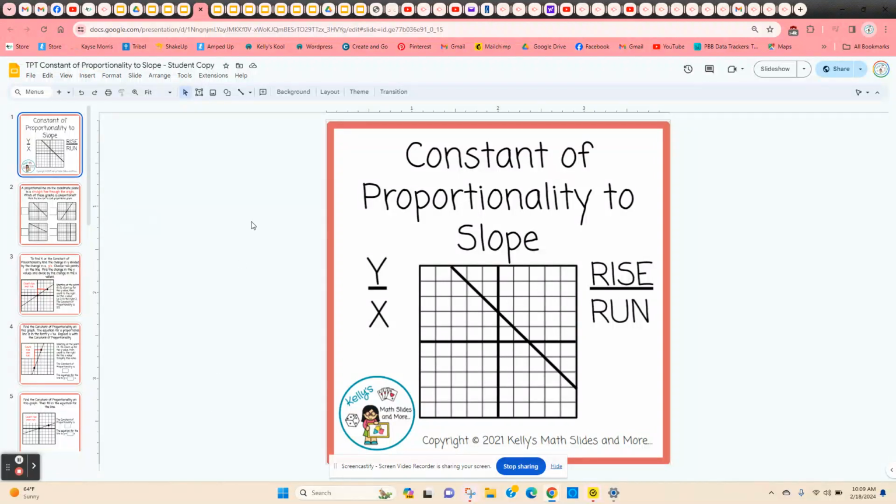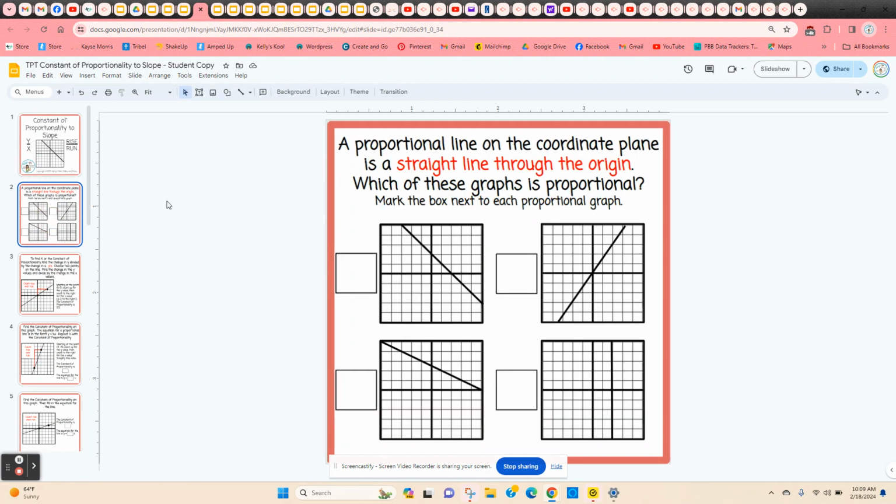Constant of proportionality to slope. This is a digital lesson for students who've had some exposure to constant proportionality and you want to move them into slope. It starts out with a review of a proportional line. Students are just going to put an X in the box next to the proportional graph. It would be a straight line through the origin. The only one that would be proportional, they're going to just type an X.